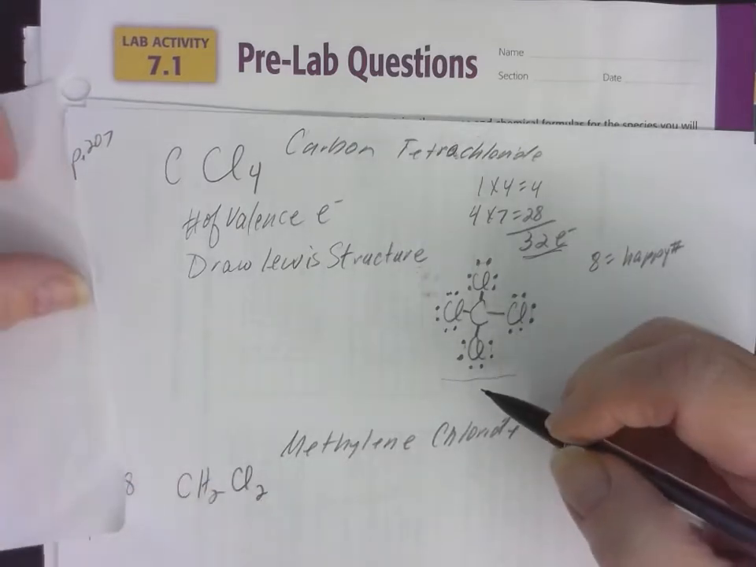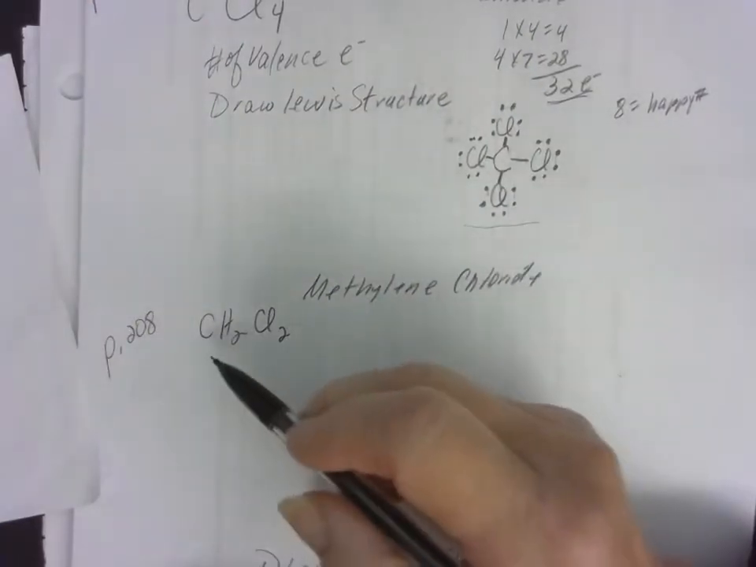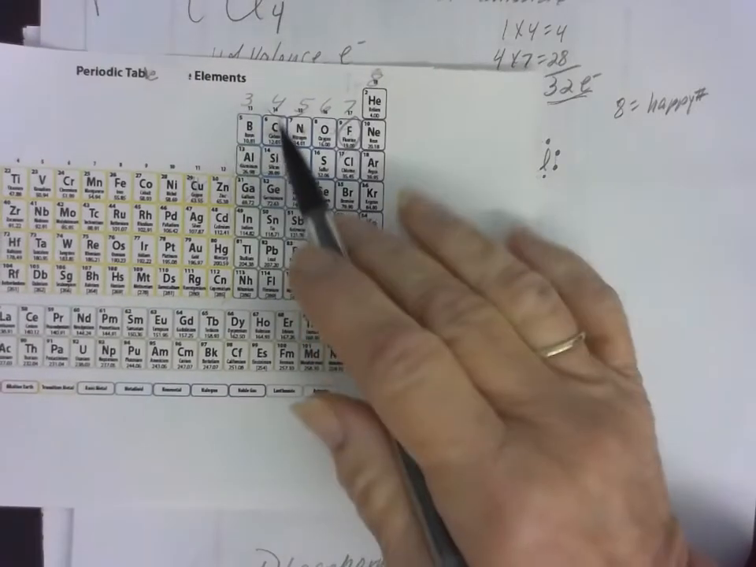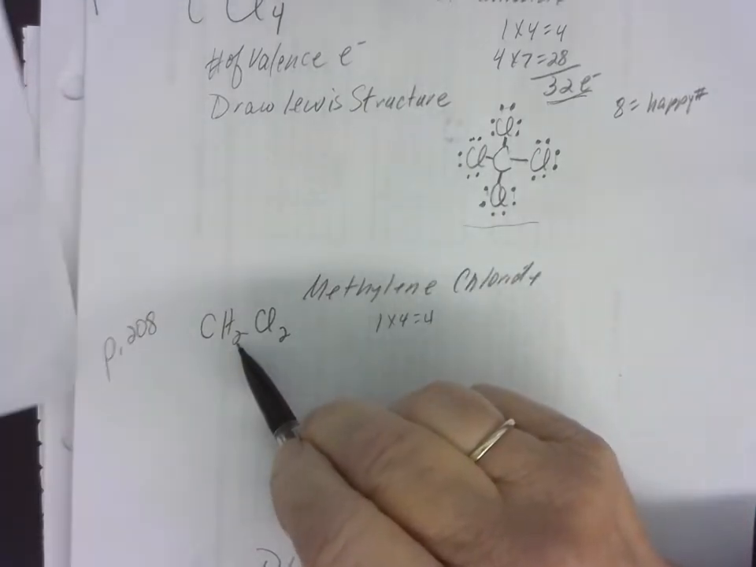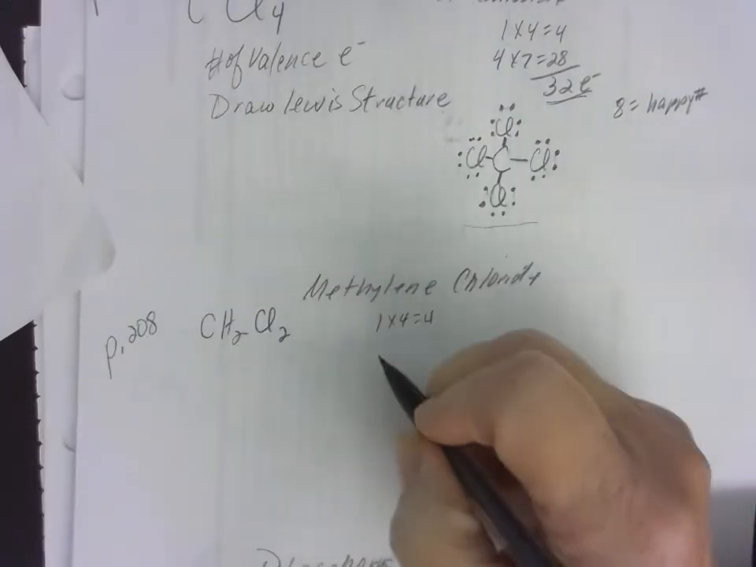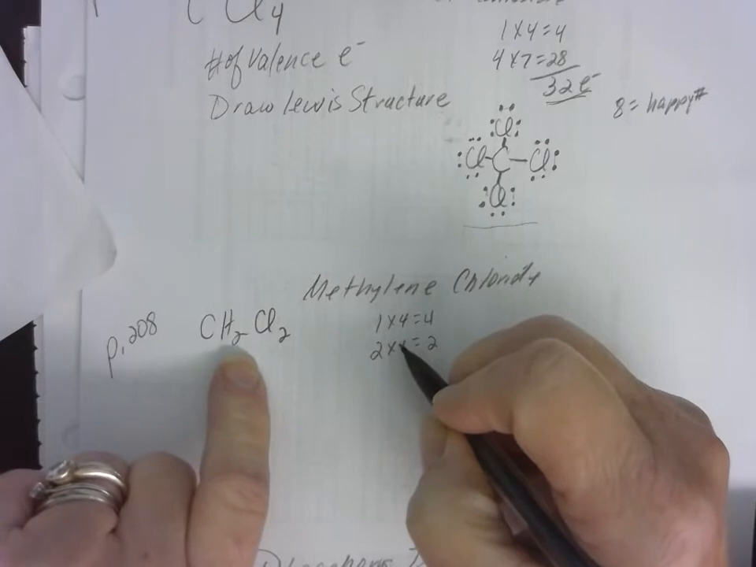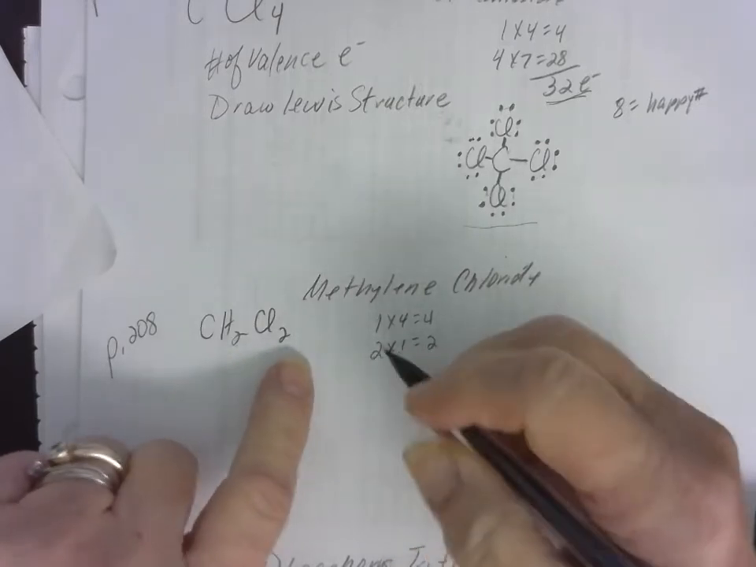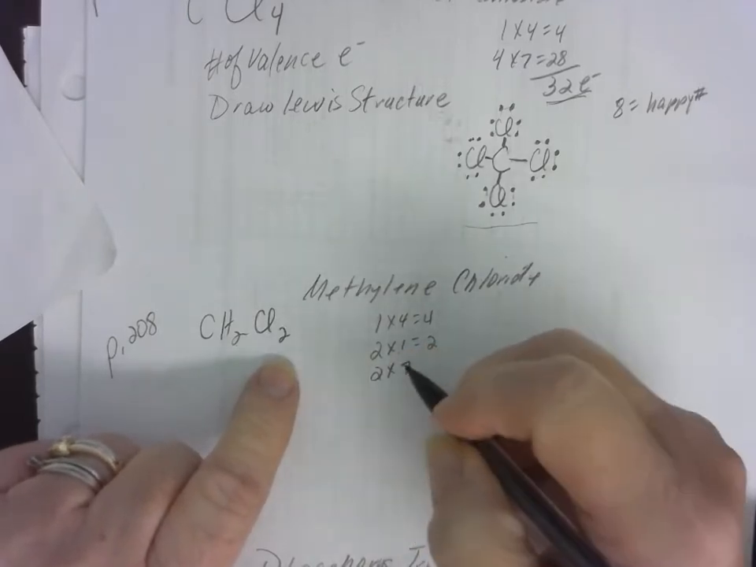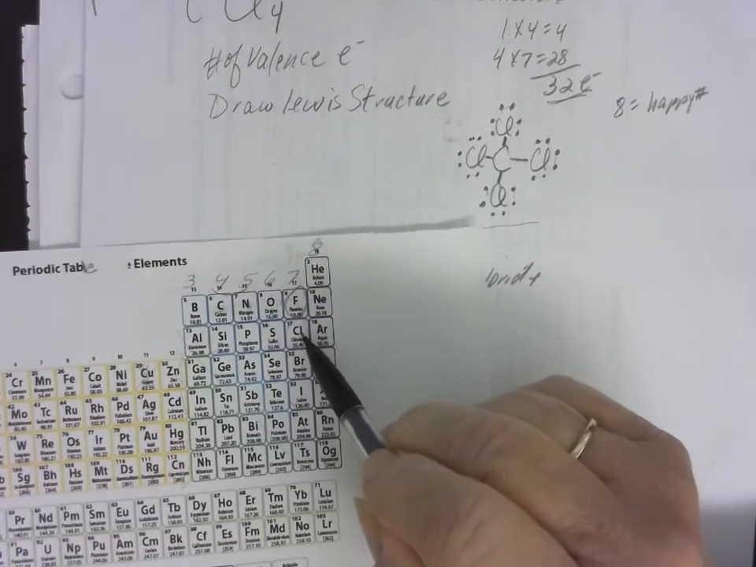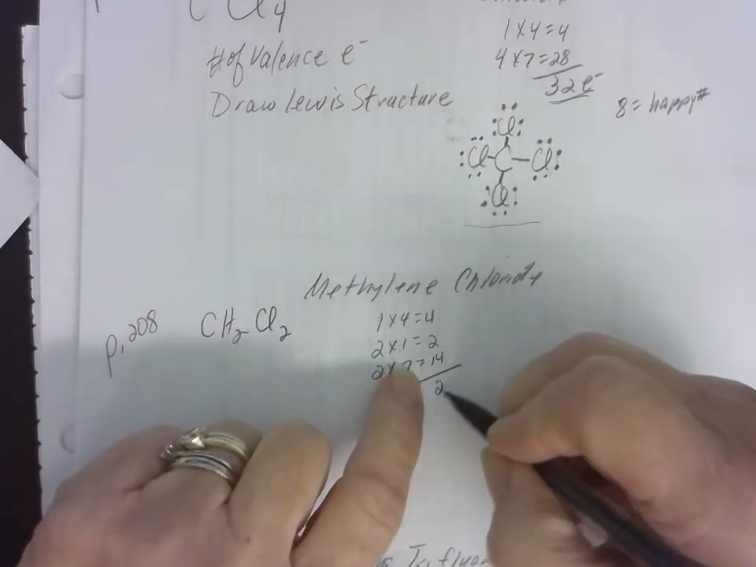So now let's go to the next one, methylene chloride. And how many electrons does carbon have? Well, once again, we go to the periodic table. It's in group 4. So 1 times 4 equals 4. Then we have hydrogen. We have 2 of them, and it's in group 1. There are 2 of them, and each one has 1, so we have 2. And then chlorine, we have 2 chlorines, and we have 7 in each chlorine because it's in group 7. You can always go back to the periodic table and see that. So we have 14. So we have a total of 14 plus 6, so we have 20 electrons.